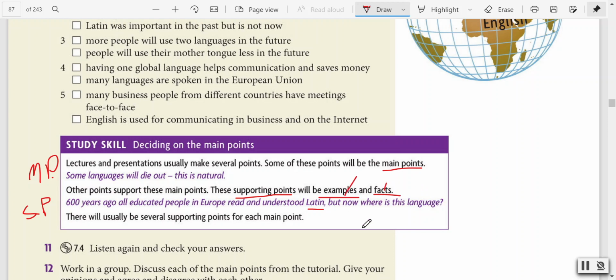An example gives an explanation. There will usually be several supporting points for each main point.